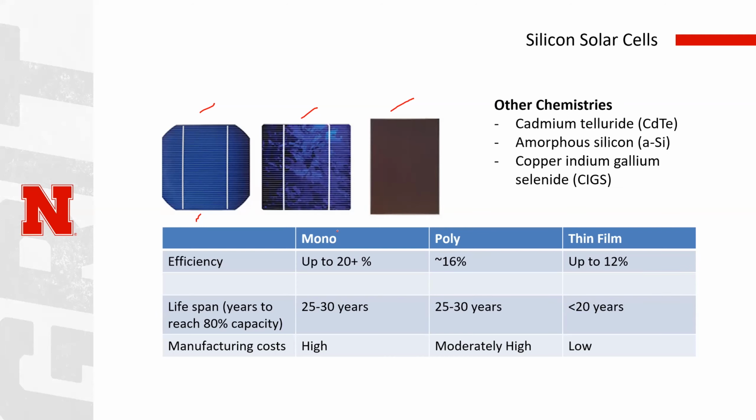Some other chemistries that you may hear about: cadmium telluride, amorphous silicon, copper indium gallium selenide. Particularly the cadmium telluride are probably the second most common chemistry on the market. There are more and more of those out there, but the industry is still dominated by silicon. Again, I don't think that the chemistries make a big difference. Look at the price per watt. That's what you want to know, and you want to have the lowest price per watt in most cases.